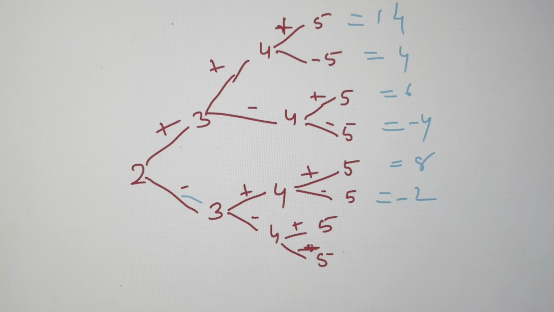Okay. Then the last two. Again, 2 minus 3 is minus 1. Minus 1 minus 4 is minus 5. And minus 5 plus 5 is 0. Okay. Then 2 minus 3 is minus 1. Minus 1 minus 4 is minus 5. Minus 5 minus 5 is minus 10.